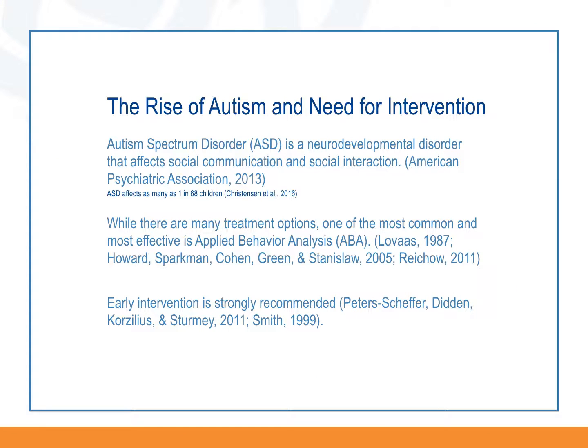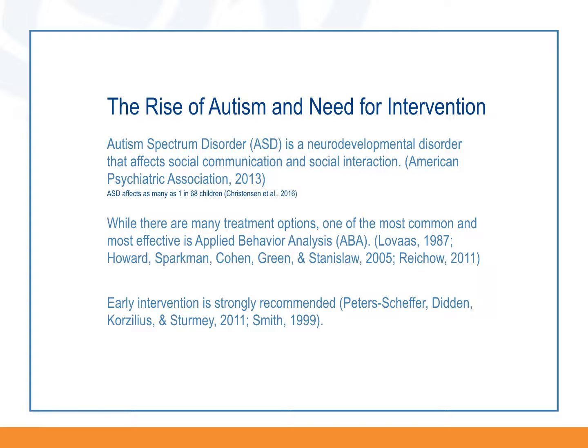The rise of autism and the need for intervention. So, autism spectrum disorder is a neurodevelopmental disorder that affects social communication and social interactions. Currently, the rates are said to be 1 in 68 children. There are many different treatment options available. A study looked at 111 different options that parents use. However, the most effective option is applied behavior analysis.